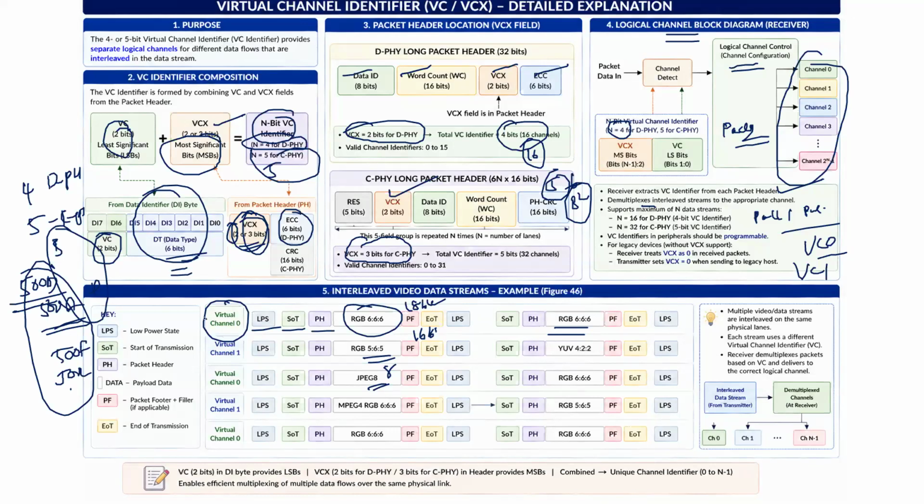See, virtual channel 0, virtual channel 1, virtual channel 0, virtual channel 1. All these VC0, VC1 we are using. Alternately, we are sending the data for RGB, YUV, RGB, RGB, RGB, and similarly RGB, JPEG, MPEG, all this data we are transferring, right? Interleaved means not physically separable, right? Interleaved packets means we are sending packet by packet, but they are not physically separable.